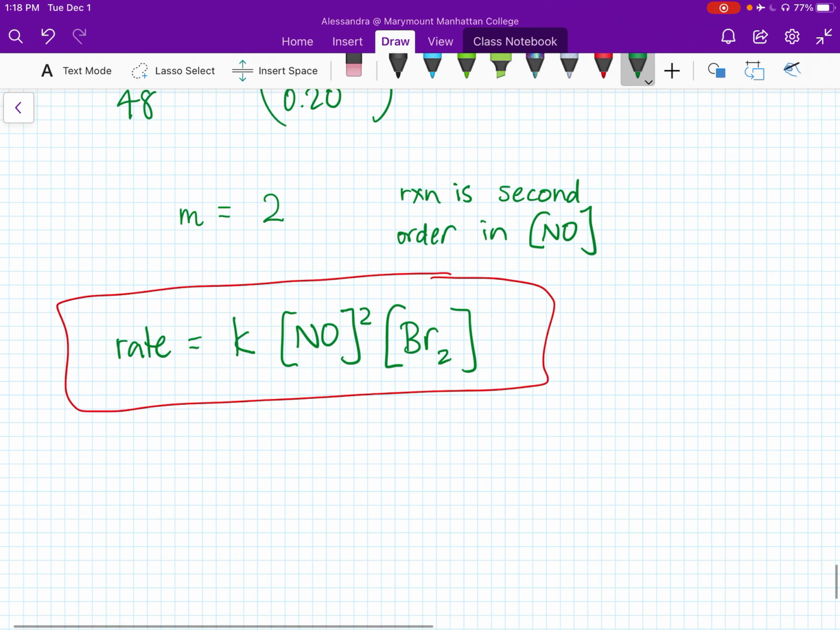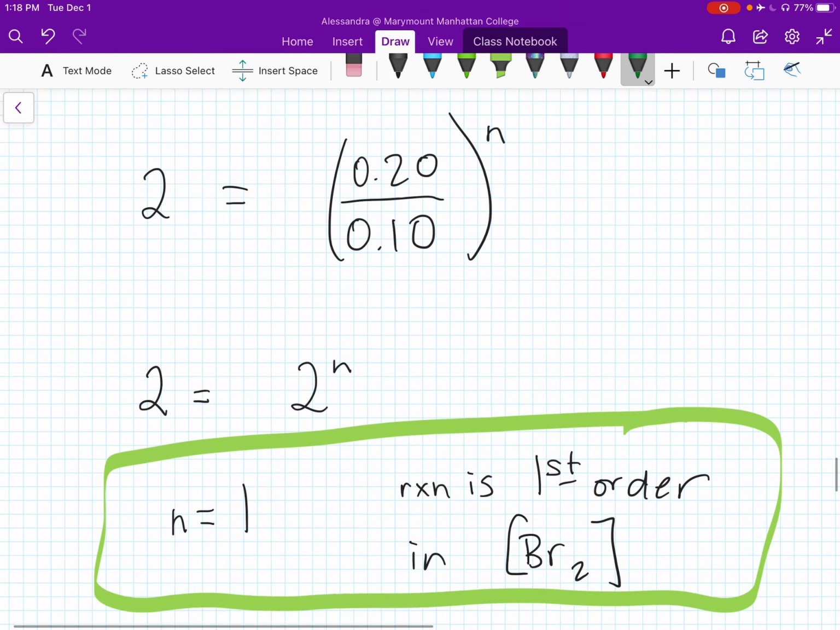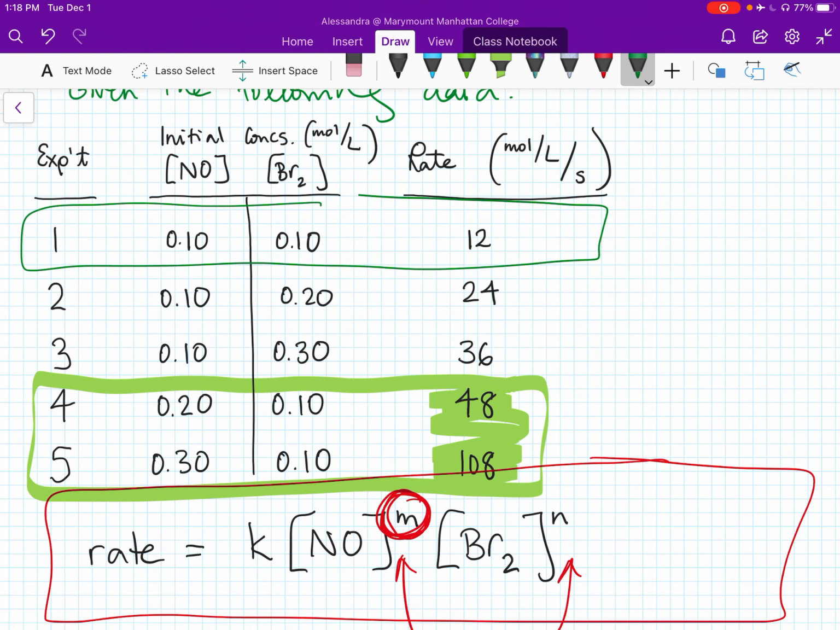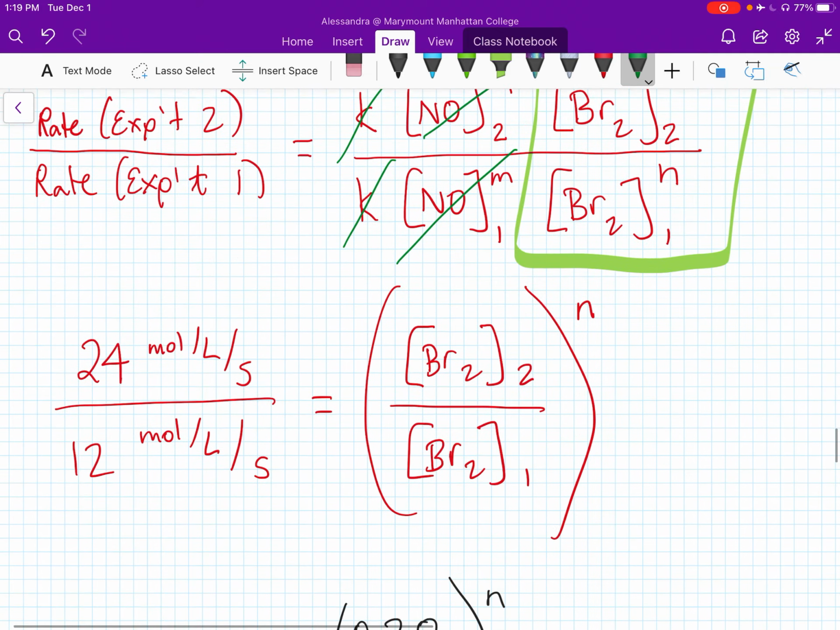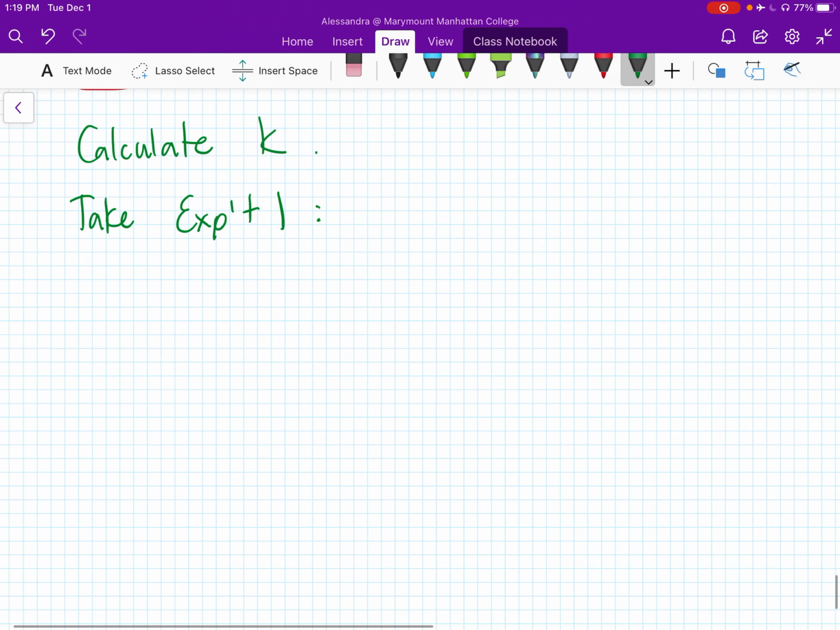Now, as a follow-up question, you may be asked to calculate the specific rate constant. For that, you can take any experiment you want. Let's take experiment number 1. I'm going to go back to my data table to find the data for experiment 1. For experiment 1, I have a rate of 12 moles per liter per second, and I have concentrations of 0.1 molar for each of those 2 concentrations. So I can plug in all of that data to calculate k.